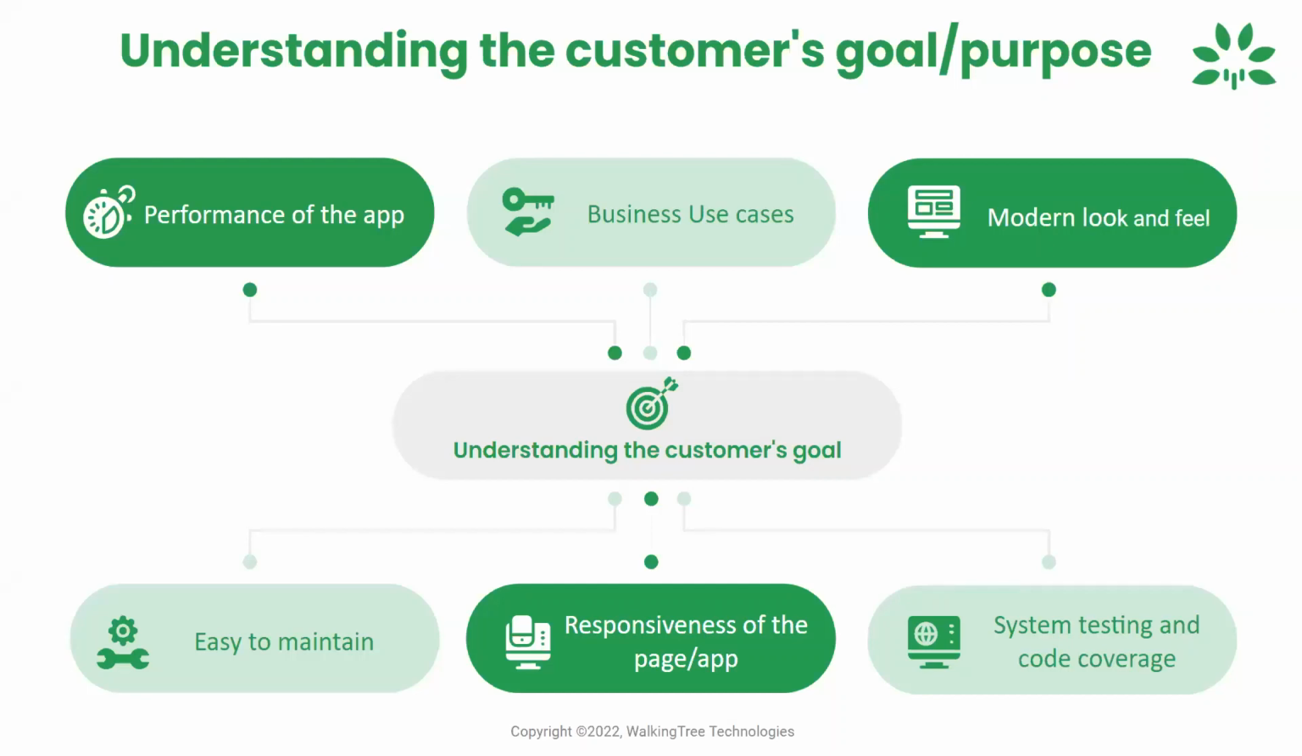Another thing is easy to maintain. Any functionality or any libraries that we use in the system need to be easily plug and play. And another thing is system testing and code coverage, which ensure that the system is stable. So these are the 6 things we mainly concentrate on while migrating from Sencha Ext to any modern technologies.